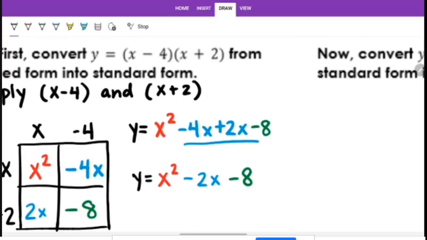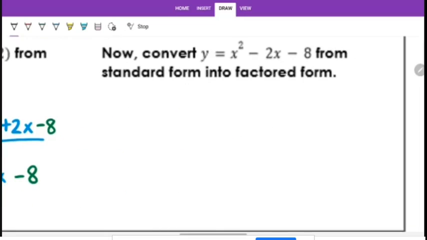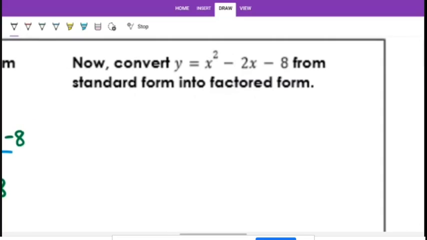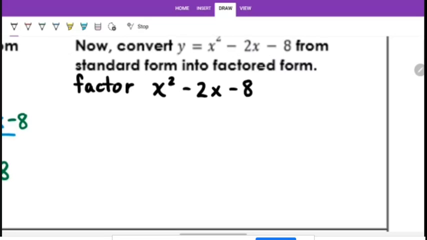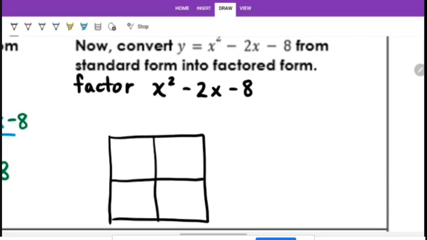All right, so on the right-hand side, the instructions ask us to convert our standard form into factored form. So the way we do that is we factor the x squared minus 2x minus 8. I'm going to start by drawing my generic rectangle, splitting it up into a 2x2 grid, and then filling in what we can from our problem. The first piece of the quadratic is x squared. That goes in the top left box. The last piece is negative 8. That goes in the bottom right box.